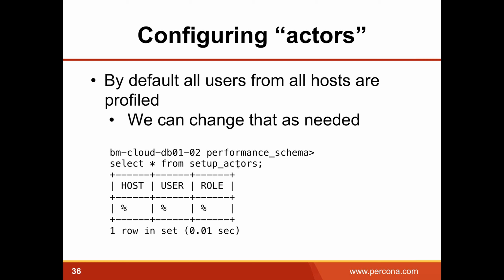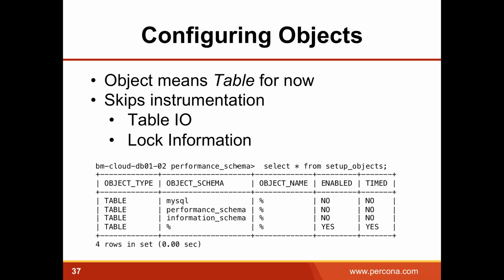And then finally, you can configure so-called objects. Objects are actually tables. So you can, for example, skip some instrumentation at the table level, or you can configure more instrumentation for specific tables. Or if you're interested in some lock information, you can do that as well. So you can configure on a table level.